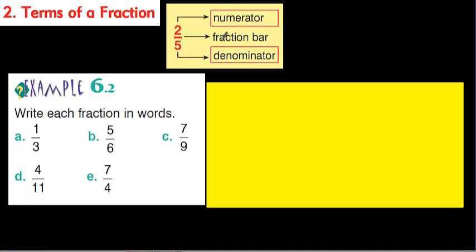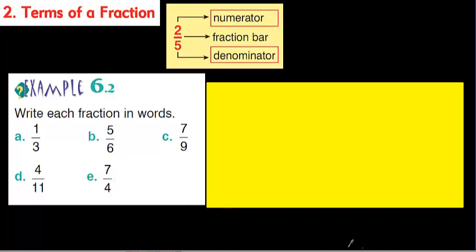The line between them is called the fraction bar, and while reading, we read it like 2 over 5. Here, let's try to understand how to read fractions: 1 over 3 or 1/3, 5 over 6, 7 over 9, 4 over 11, or 7 over 4. We also use 5/6, 7/9, 4/11, 7/4 as terms.